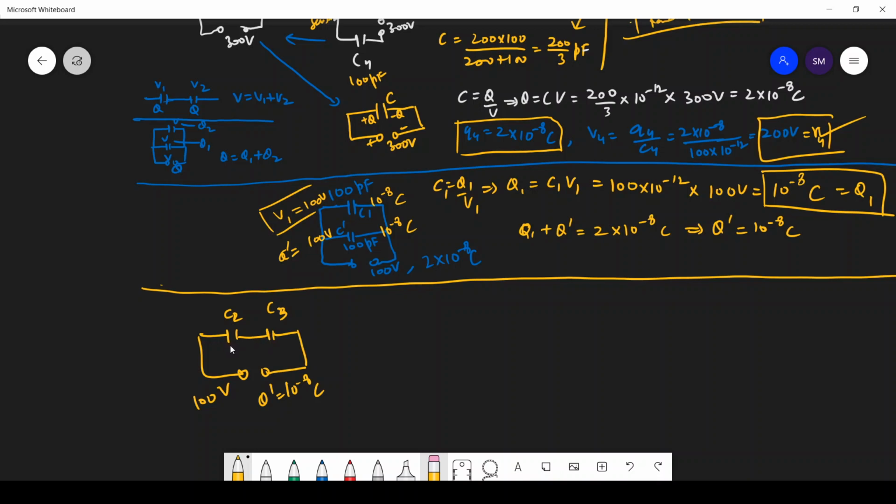Charge is same in series. So the charge is same as this 10 to the power minus 8. So the charge over here for C2, Q2 is equal to 10 to the power minus 8 coulombs, and Q3 is also 10 to the power minus 8 coulombs, because charge is same in series. Now, if I know C2 and Q2, so C2 is equal to Q2 by V2. I can find the voltage, the 100 volt will be divided among these two. So V2 is equal to Q2 by C2.